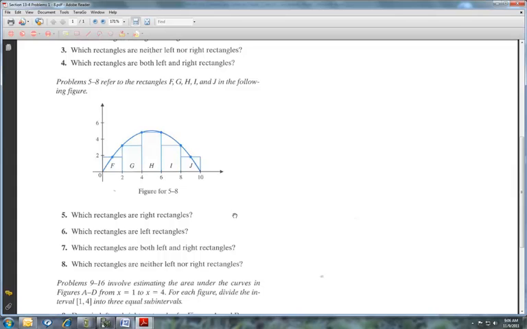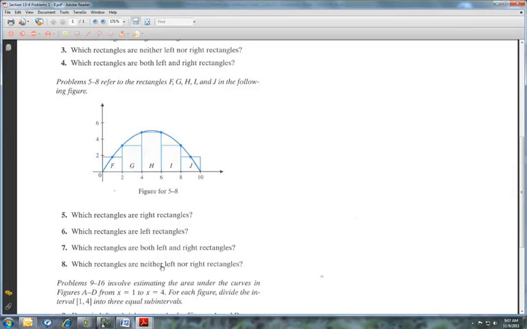So in 5 through 8, which rectangles are right? It looks like H and I. Which ones are left? That would be G and H. Which rectangles are both left and right rectangles? The only one I have would be H.